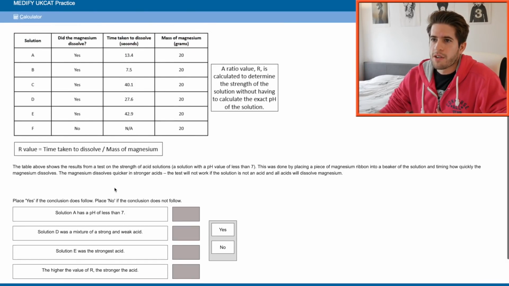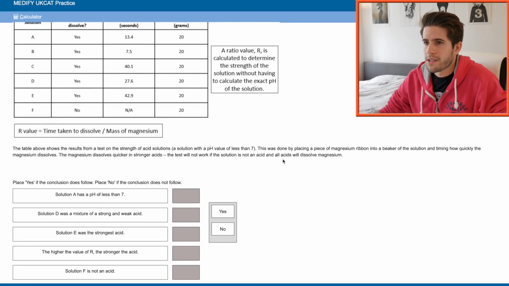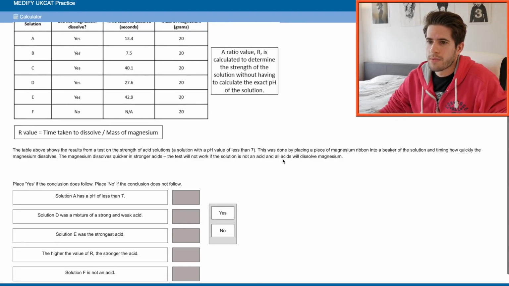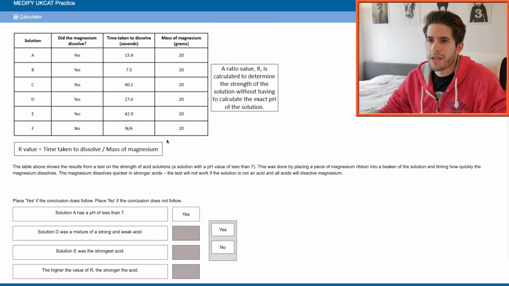Solution A has a pH of less than 7. The test will not work if the solution is not an acid, and all acids will dissolve magnesium. Okay, so this is true. Solution D was a mixture of a strong and weak acid. A strong and weak acid. Did the magnesium dissolve? Yes. The test will not work if the solution is not an acid.